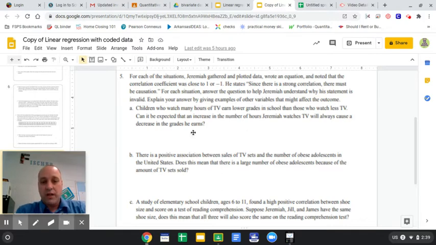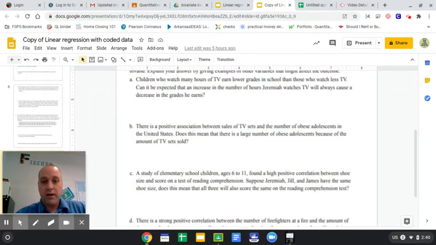Children who watch many hours of TV earn lower grades in school than those who watch less TV. So, can it be expected that an increase in the number of hours Jeremiah watches TV will always cause a decrease in the grades he earns? No, because he could be watching no TV and then he watches 1 hour, so he's watching more. It really just depends on how much he studies and how much he does his work. If he gets his work done and he studies, the amount of TV may not have any effect on it at all.